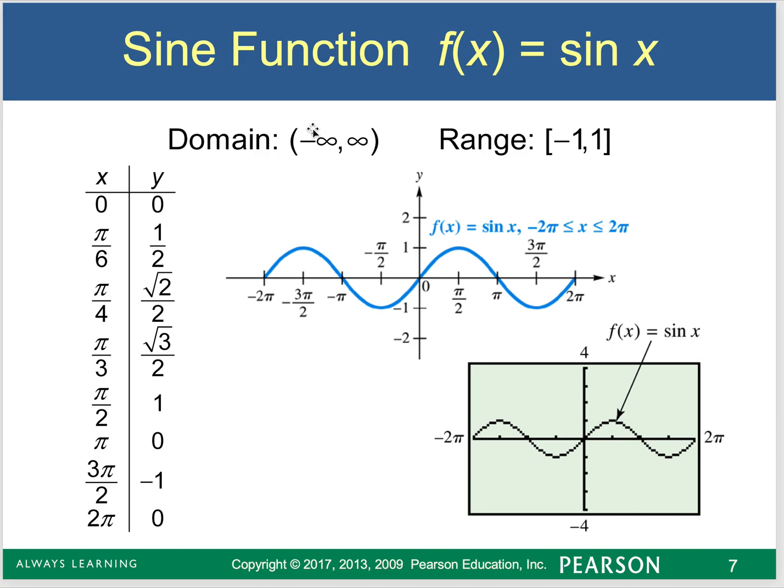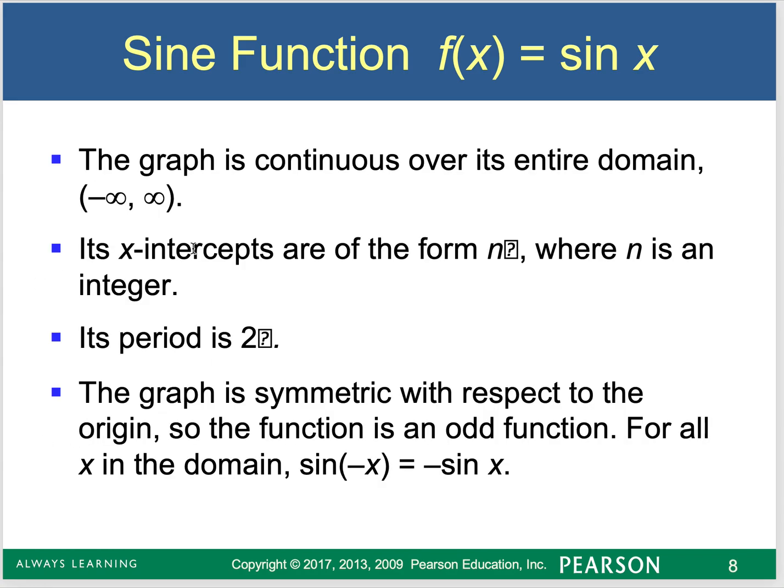The domain of sine is negative infinity to infinity because I can plug in any angle. However, the range will be from -1 to 1 because I can't get a value out larger than 1 from just sine x. I would have to do some kind of modification. So the graph is continuous because it has a domain of negative infinity to infinity. The x-intercepts are in the form of n pi.